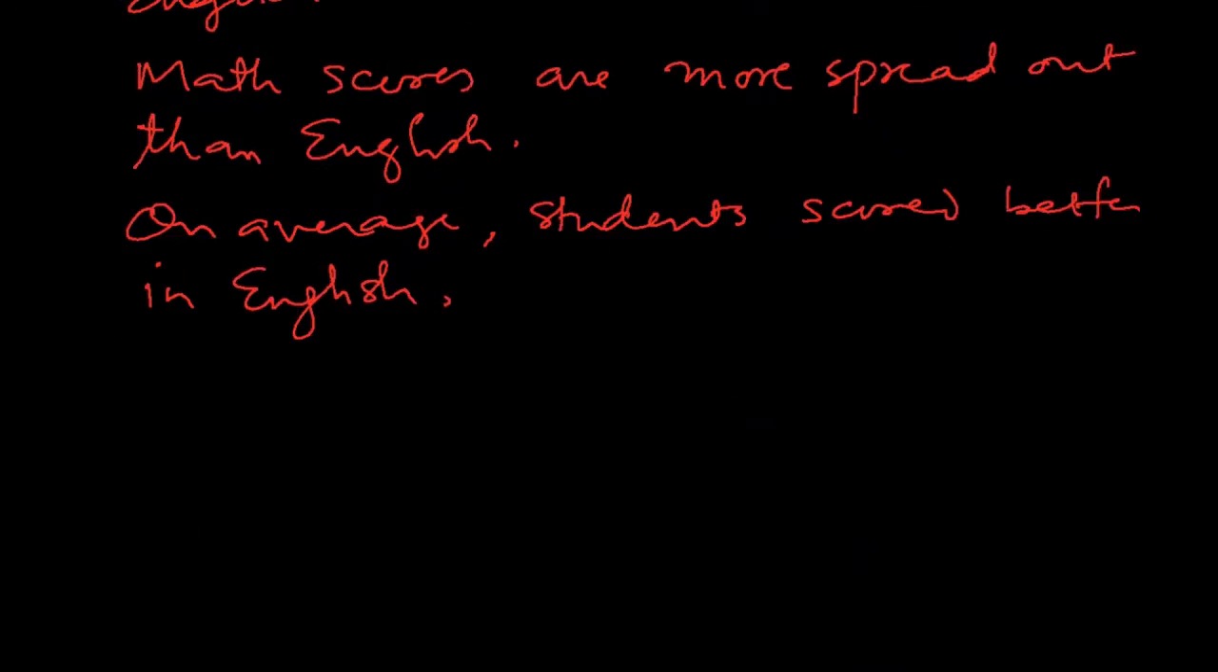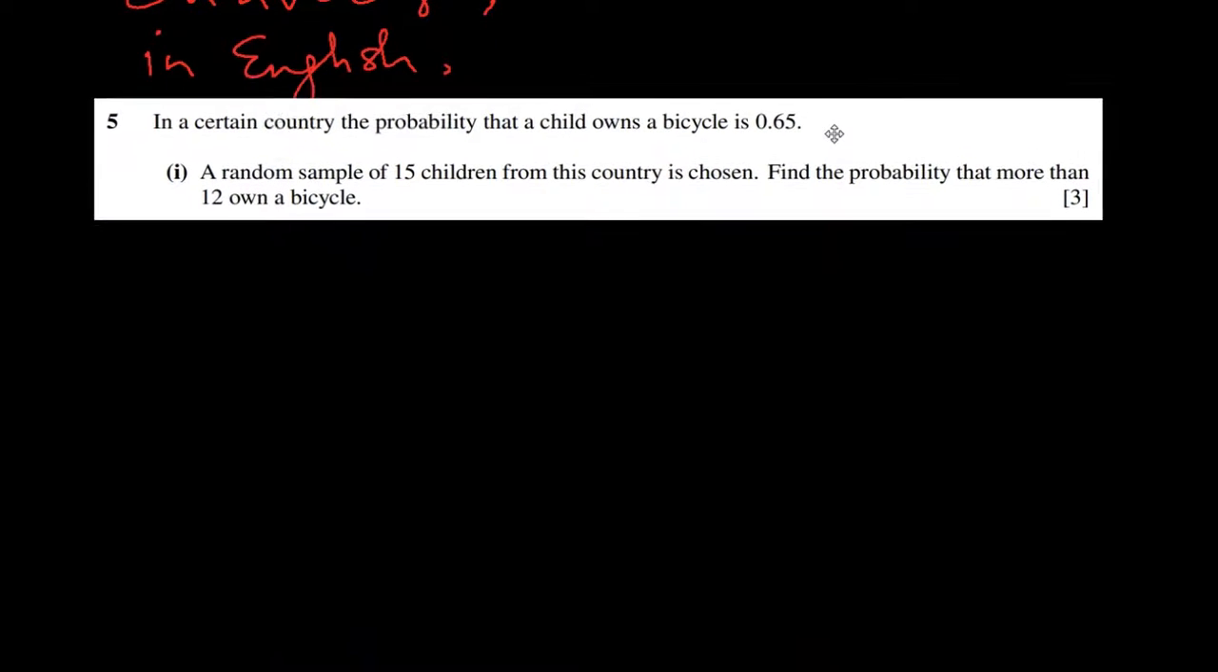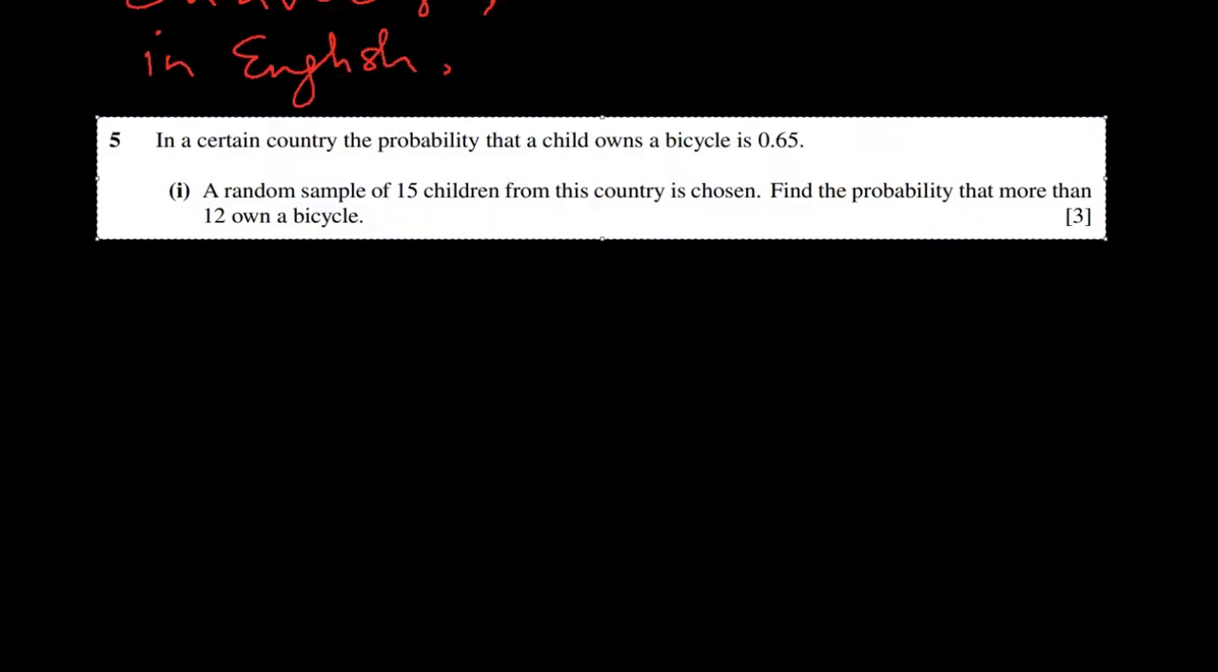All right, let's move on to the next question, number 5. In a certain country, the probability that a child owns a bicycle is 0.65. Oh, quite high. A random sample of 15 children from this country is chosen. Find the probability that more than 12 own a bicycle.